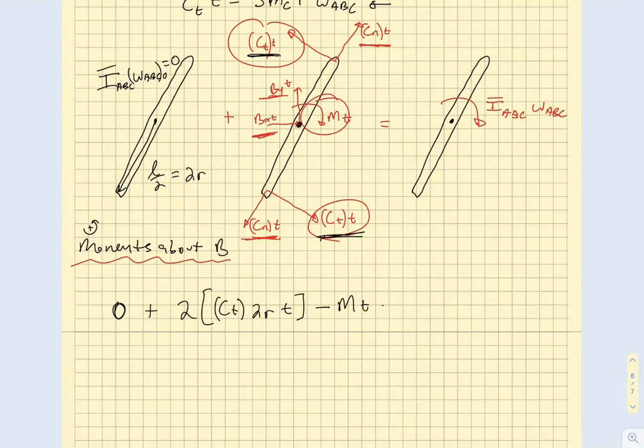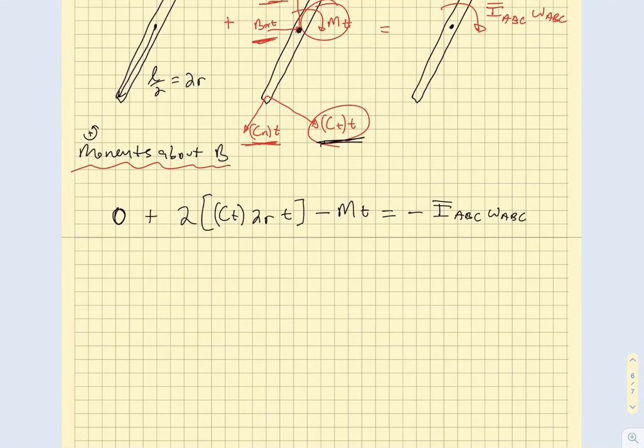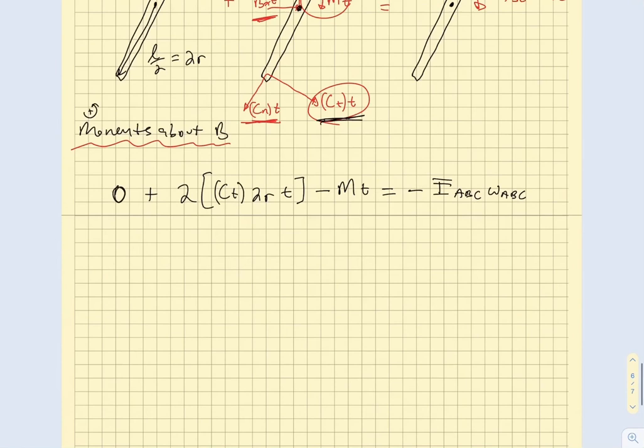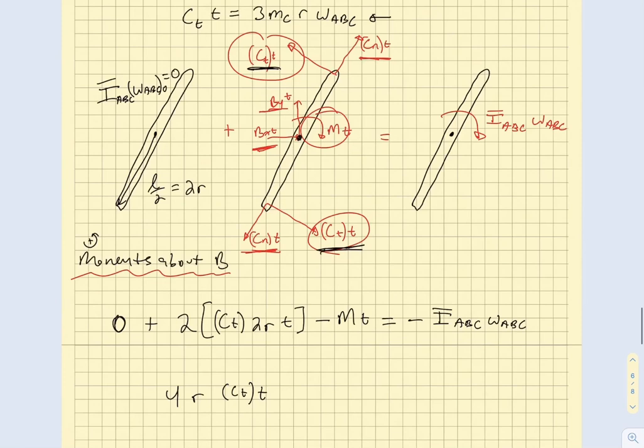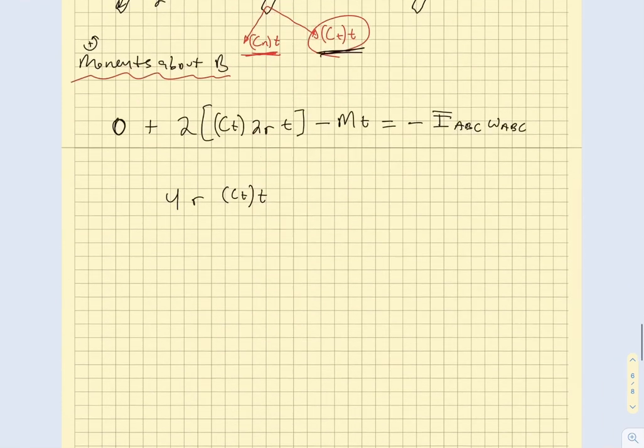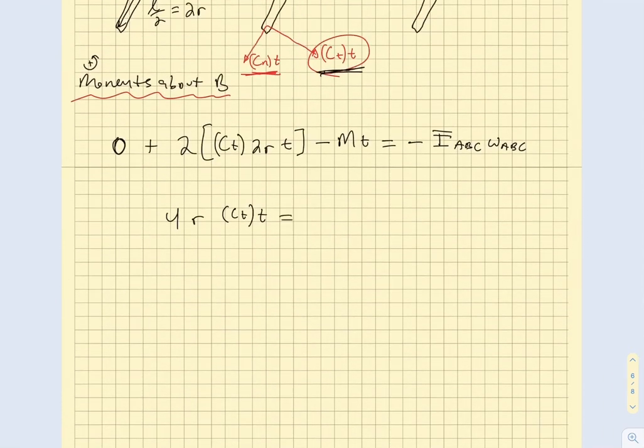And then there are 2 of those, right? So we have the 2 forces, right? We have these 2 guys here. They're the same distance away, so we can just multiply it by 2. Plus, and then we have the moment. But the moment, remember, is going in negative direction, so we say minus MT. This should be all equal to, now the I bar is going in the negative direction, so we say this is negative I bar ABC omega ABC.